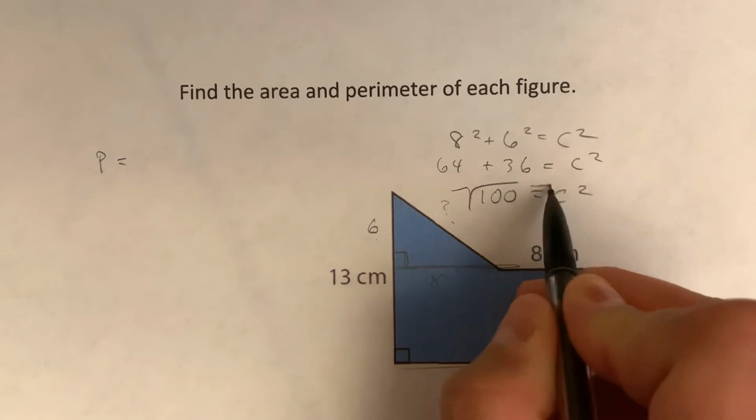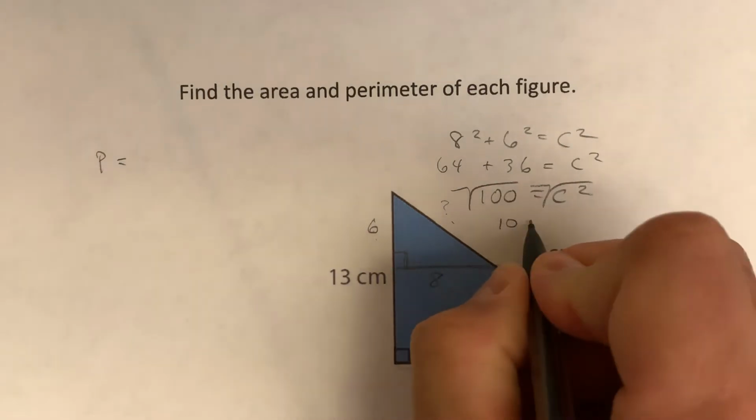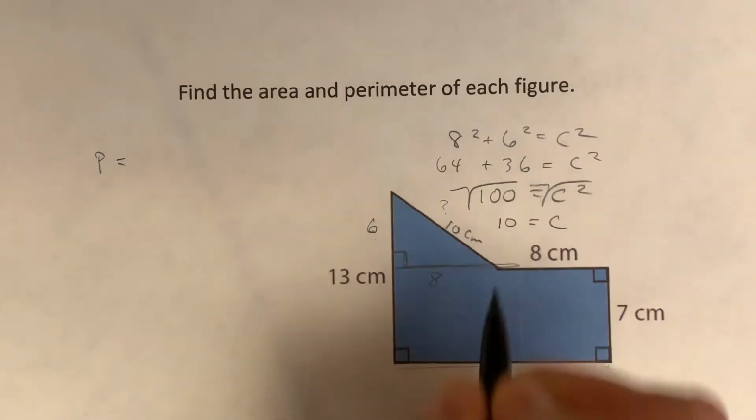Take the square root of both sides. And remember, we talked about that being the caret 0.5 button. Take the square root of something. And that gives us 10. So this is 10 centimeters.